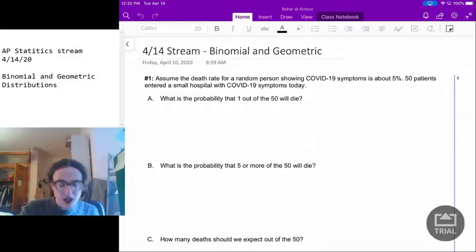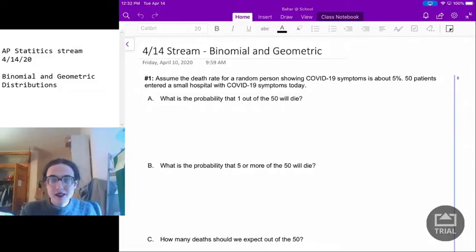Then times, well, if there's a 5% chance of death, there's a 95% chance of not dying, and we're assuming that now 49 people will not die. So this is going to give us 0.05, right? Anything to the first power is just itself, and then we have 0.95 to the 49th power.